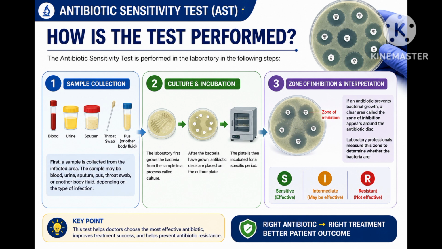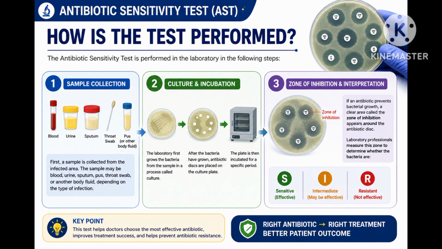The laboratory first grows the bacteria from the sample in a process called culture. After the bacteria have grown, antibiotic discs are placed on the culture plate. The plate is then incubated for a specific period. If an antibiotic prevents bacterial growth, a clear area called the zone of inhibition appears around the antibiotic disc.